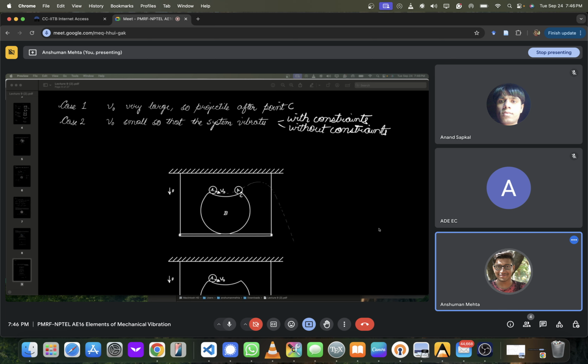The second, which is the most common case in the textbook, is when V0 is small so that the system vibrates. It will go up to this point and then it will come back. It will go up to this point and then it will come back. So it describes all the cases. So this covers our abstraction part. Today we learned about abstraction.